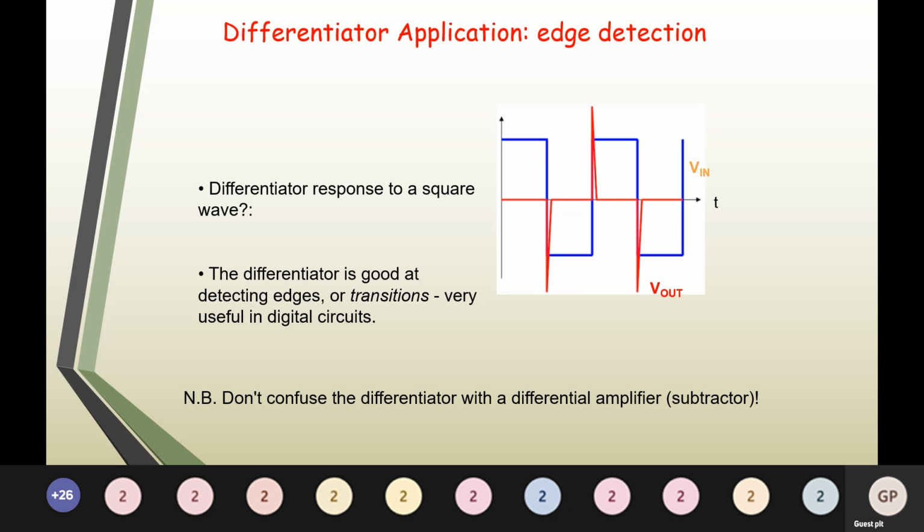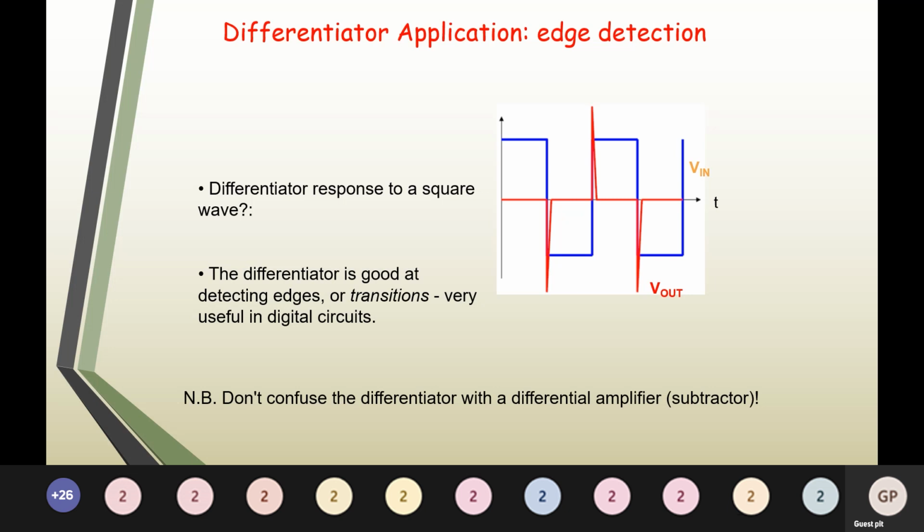So whenever there is a transition from positive to negative or negative to positive, in those places you'll have spikes generated. Spikes means a sharp waveform, exactly at the transition point. You can very well see it in the diagram.